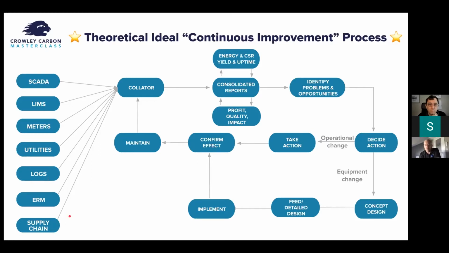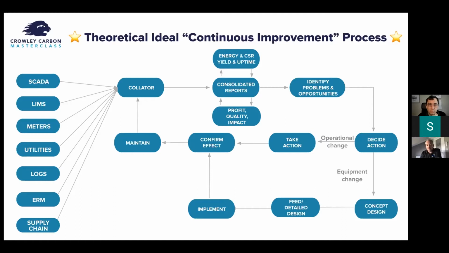All can be brought together in one place, a central collation, a single source where all that data can be cleaned, checked, verified, and brought to the user's fingertips. From there, reports are generated. As I say, the same sources of data, in theory, can generate all the reports for all the stakeholders, whether it's on-site, off-site. The cycle continues down into identifying the problems and opportunities, where to do better from that data.